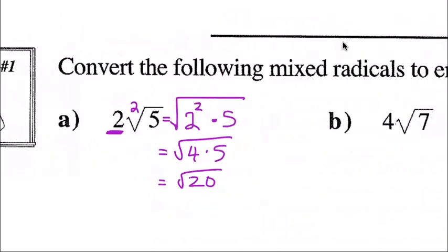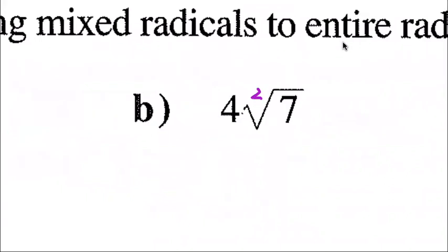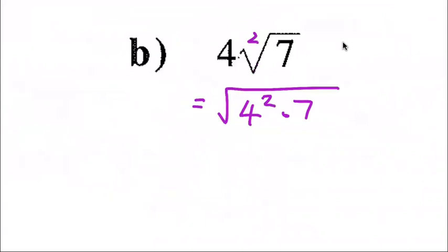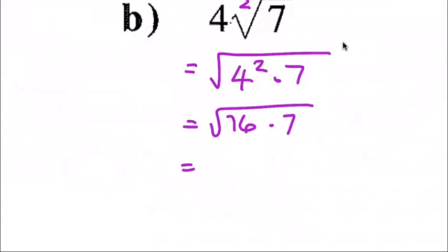Okay. This is for square root 7. I'm going to put this back into the radical by saying, well, I've got to square that when I put it back in, times 7. 4 times 4 is 16. 16 times 7 is 112.